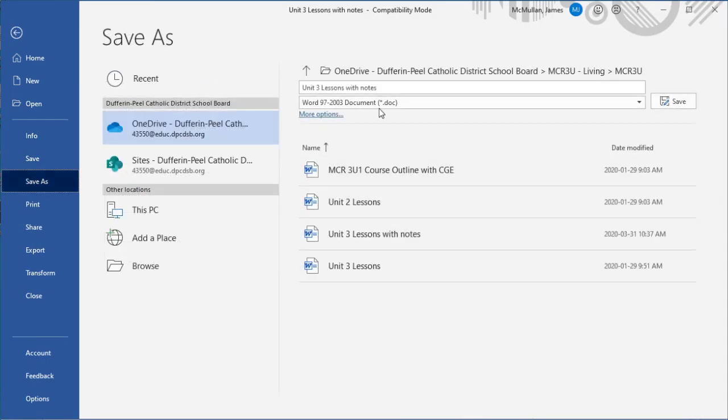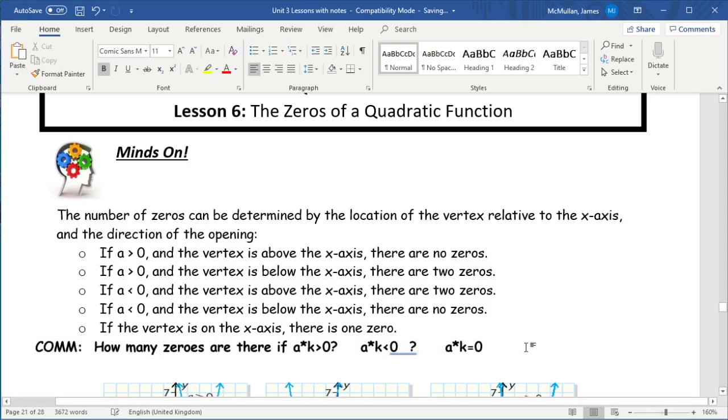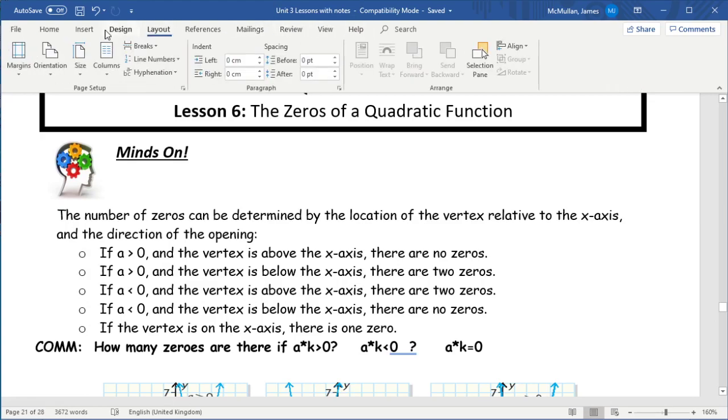I'm just going to quickly save this as a more advanced Word file so we can hopefully get the equation editor, but it does not look like we can.